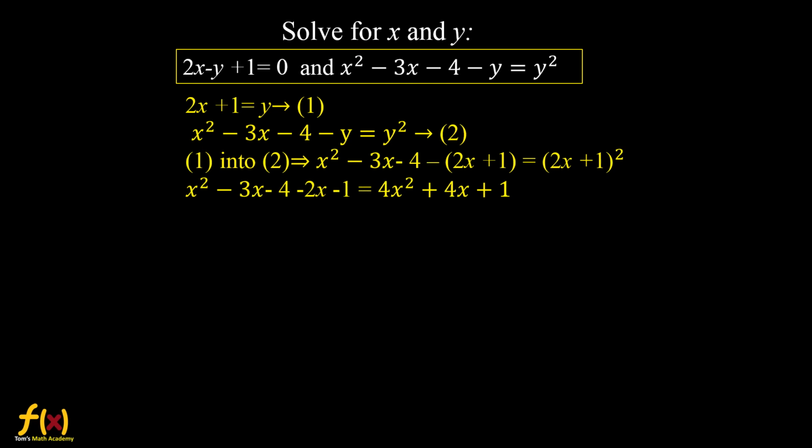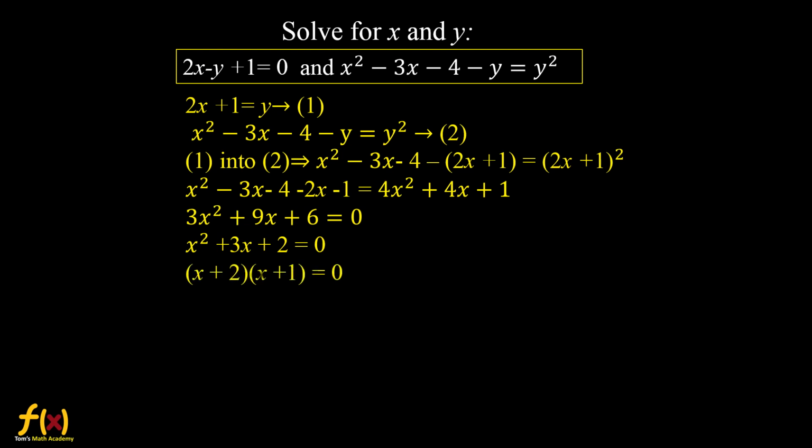Then we simplify the equation. Expand the right hand side, change it into standard form. Into the simplest standard form, x square plus 3x plus 2 equal to 0. Now it is a normal quadratic equation which can be factorized and we get the two values of x. x equal to negative 2 or x equal to negative 1.